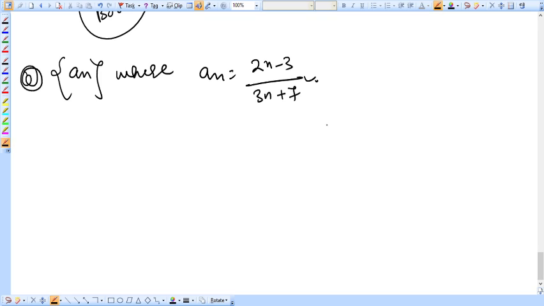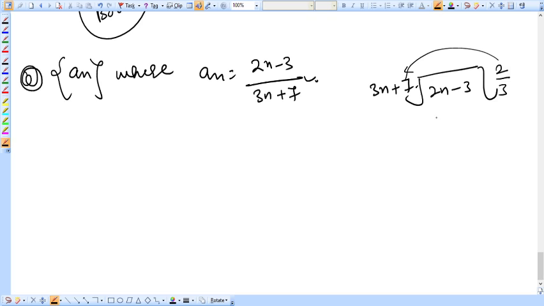How are we going to do this? Firstly, we are going to divide 2n minus 3 by 3n plus 7, and let us see what we get. If you want to divide, to get 2n you will have to multiply 3n by 2 by 3. Sorry, yes, if you multiply by 2 by 3, what do you get?